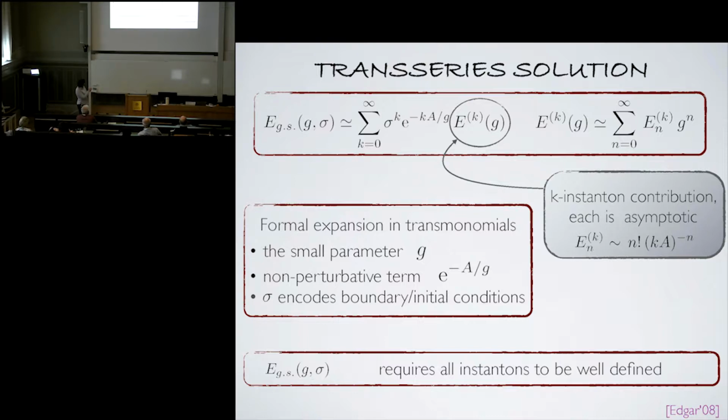And then you can see that I've included here another parameter sigma, and this sigma will actually be extremely important later. But sigma is a parameter that encodes certain boundary conditions or initial conditions of my system. And this is basically my true non-perturbative completion for the energy. And one other thing is that each instanton does grow factorially. So all of these series, not just the first one, but all of the series are asymptotic in here.